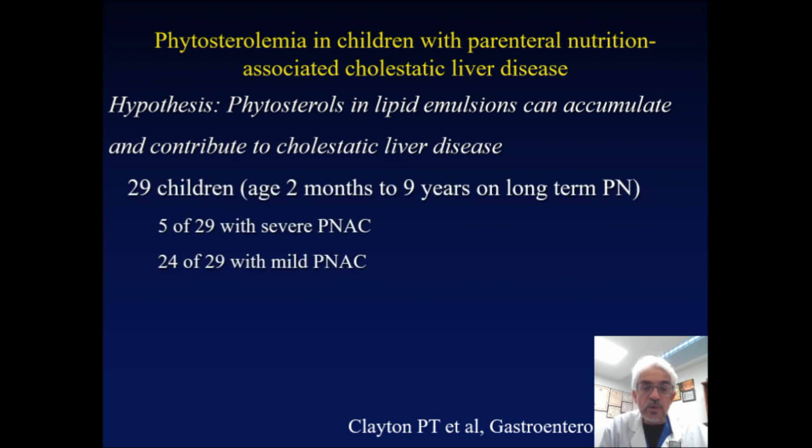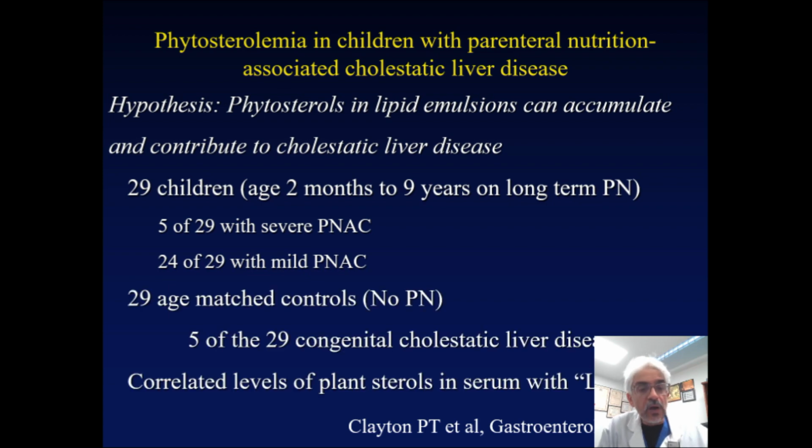Peter and colleagues studied 29 children aged 2 months to 9 years on long-term parenteral nutrition. 5 of the 29 children had severe parenteral nutrition-associated cholestasis, meeting really any definition of severe liver disease that we would accept today, with 24 of the 29 children having mostly mild and a few moderate cases of parenteral nutrition-associated liver disease. Peter and colleagues also studied 29 age-matched controls not receiving parenteral nutrition. 5 of the 29 had congenital cholestatic liver disease, non-PN, such as biliary atresia.